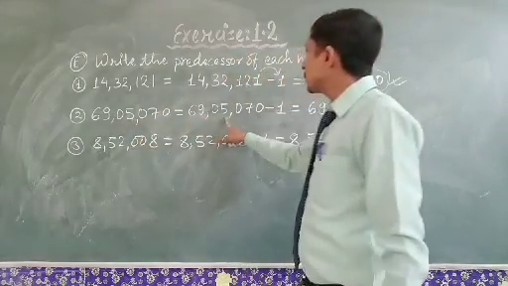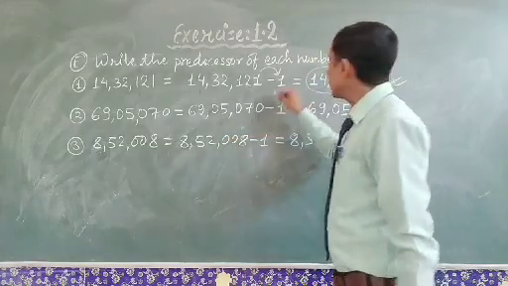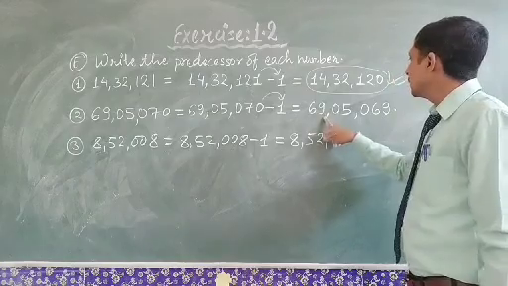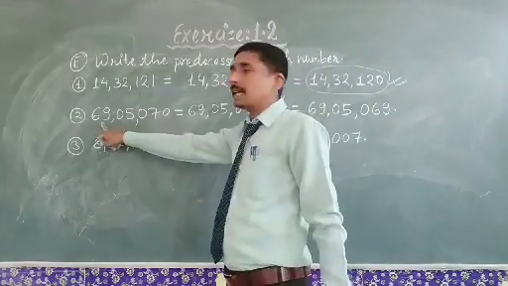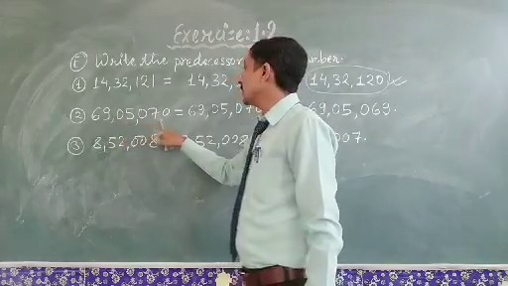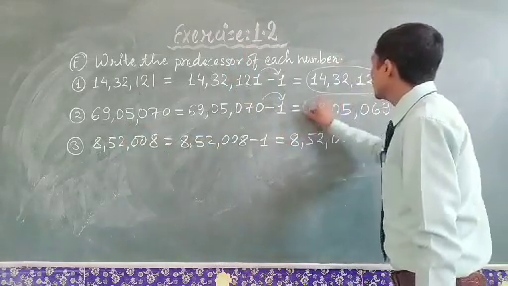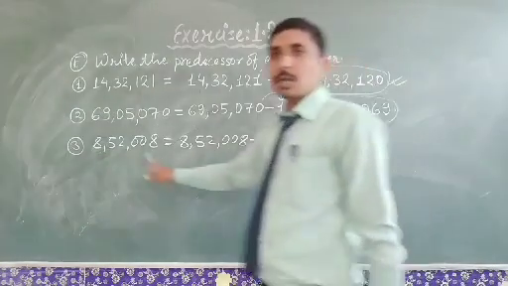Again, question number 2. Again, we have to rewrite the same number and subtract 1 from it. When we subtract 1 from it, we get the answer, that is 69,05,069. Our question is 69,05,070. So when we subtract 1 from it, we get the predecessor 69,05,069.